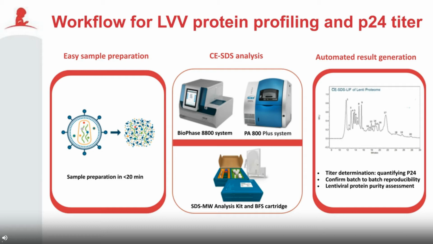The resulting dye-tagged lentivirus proteome is then loaded onto the PA800 Plus Pharmaceutical Analysis System, which is what we have here at St. Jude, or you can load those onto other CE systems. The resulting electropherogram is shown in the figure on the right over here. You can see you get a whole array of different proteins eluting in the electropherogram. Essentially, in this electropherogram, there are over 20 proteins.